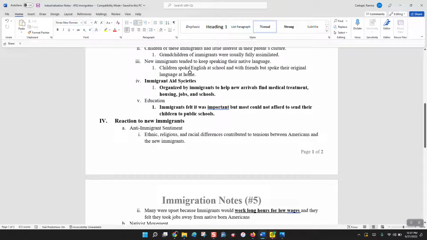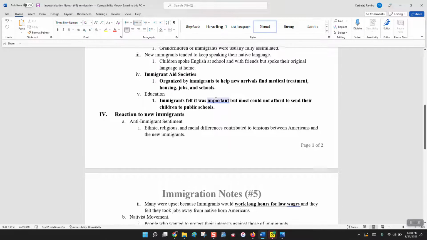There were groups to help them out, like the immigrant aid societies, and these societies were organized by other immigrants who came here earlier, suffered, and realized we need to do something to help these people who are barely coming in, and they try to help them with medical treatment, with housing, jobs, and schools.